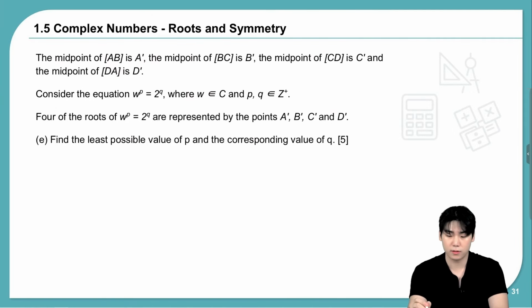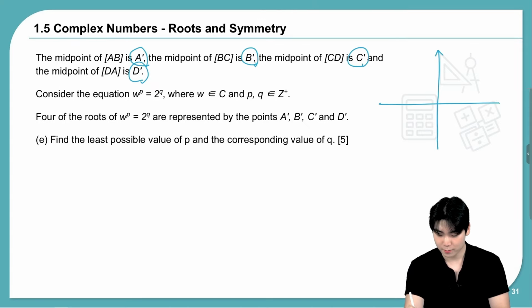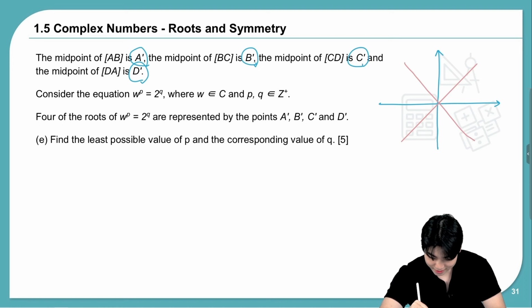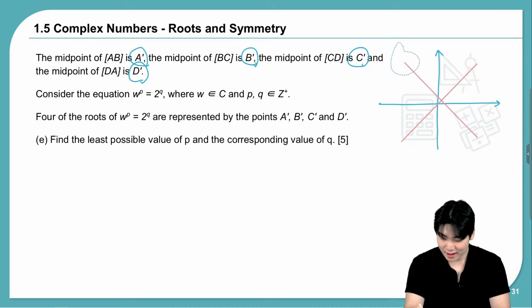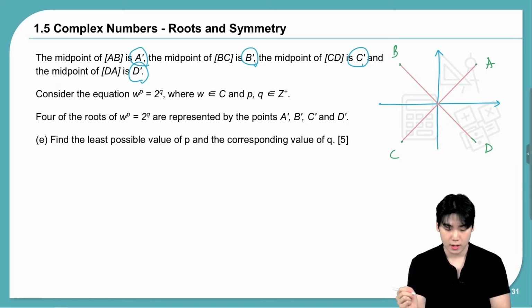Lastly, our last question of today. We're told that the midpoint of AB is A prime, midpoint of BC is B prime, and so on for C prime and D prime. So this refers to our Argand diagram. I'm just going to quickly draw. Try to draw it better this time. Oof, 90 degrees, and then 90 degrees. Hope that makes sense. Yes, that they are 90 degrees. And these points are A, B, C, and D. Okay? So that means A prime is the midpoint.